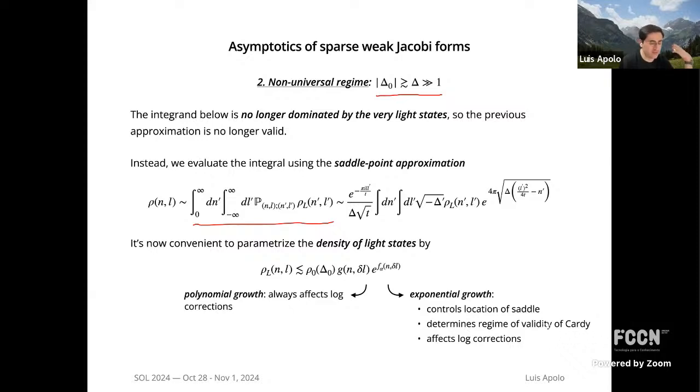So this non-universal regime works only for slow forms, so slow growing forms. And you see that when we do the saddle point approximation, the exponential growth in the form is going to be competing with the Cardy term. This exponential term will also control the location of the saddle.